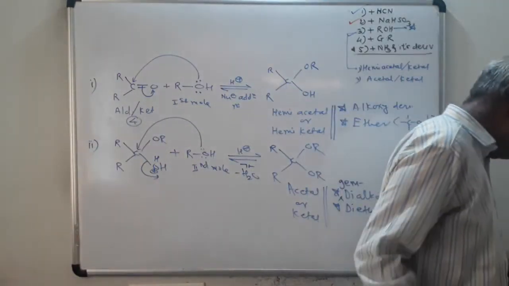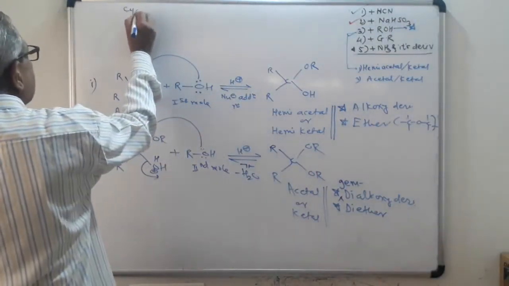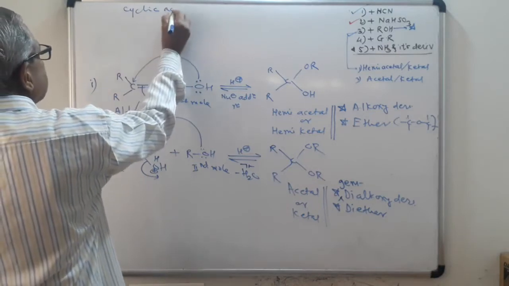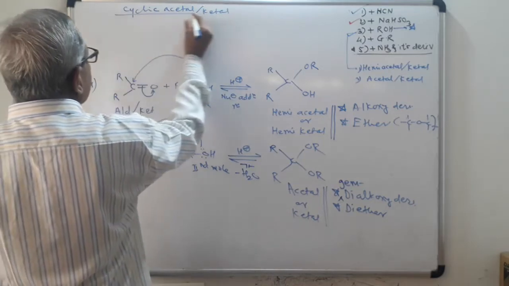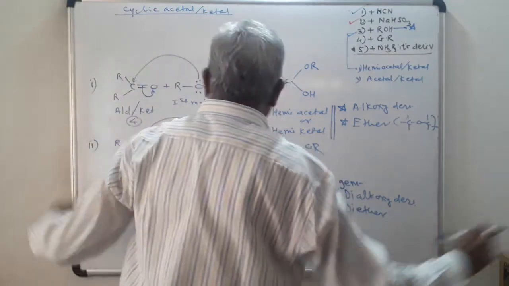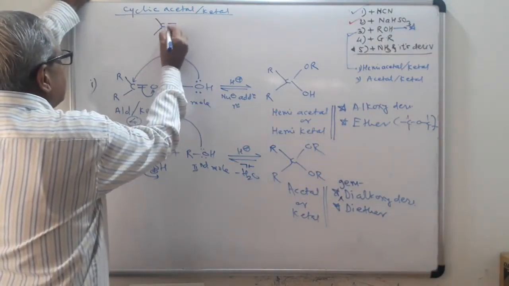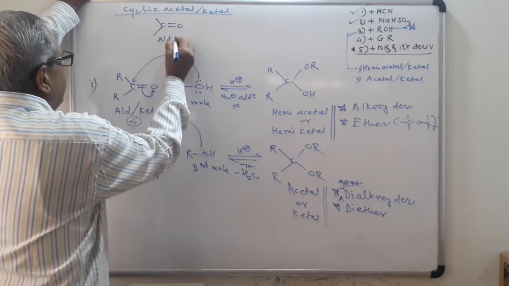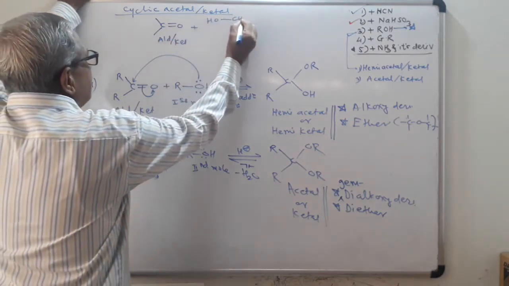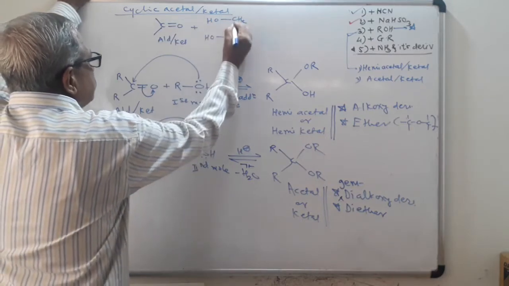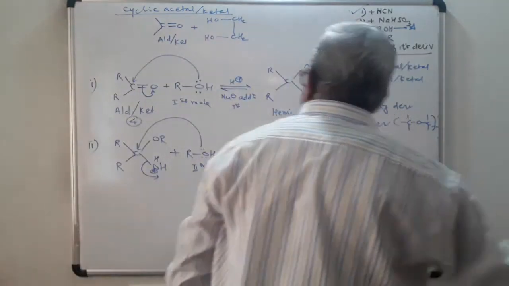Now this reaction is also used to prepare cyclic acetal or ketal. See an example of the cyclic acetal or ketal. This is your aldehyde or ketone. It may be aldehyde or ketone. You will do the reaction with ethylene glycol, which has the formula CH2OH-CH2OH. You can easily remove the water molecule from this in this way.